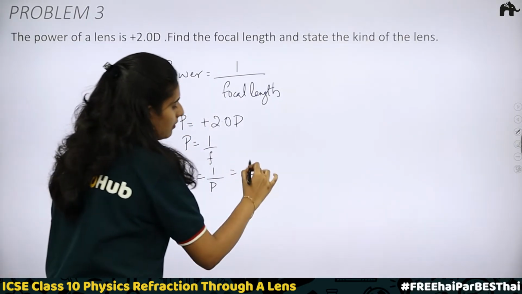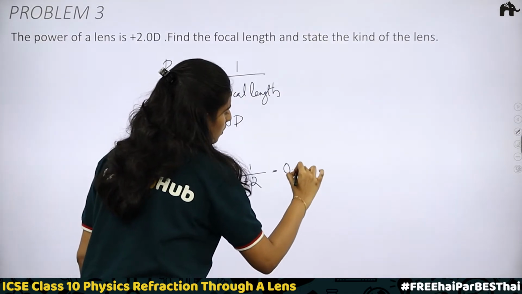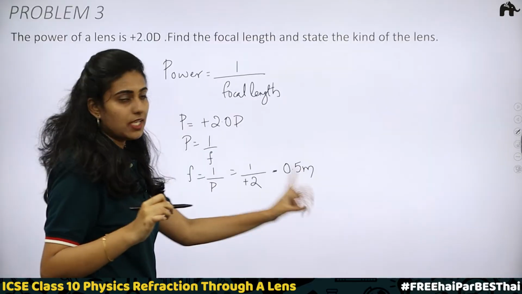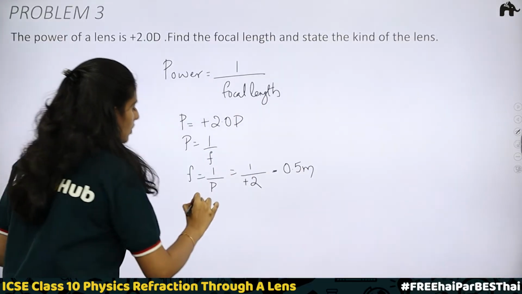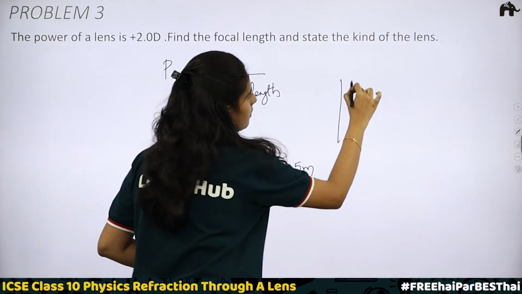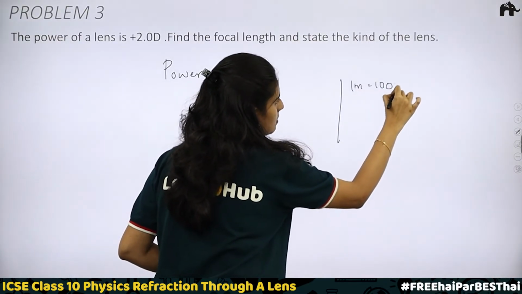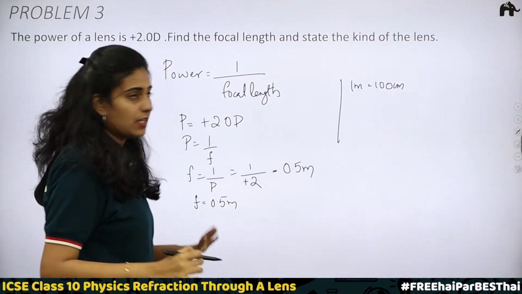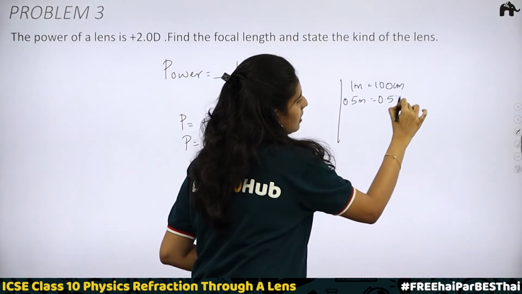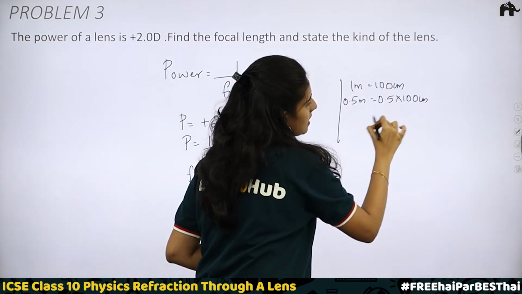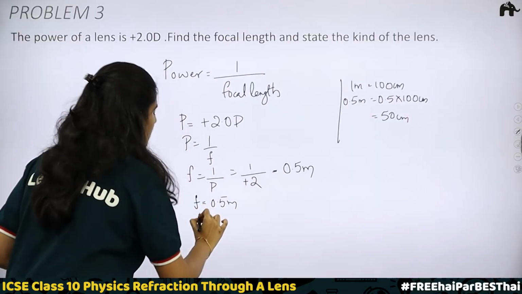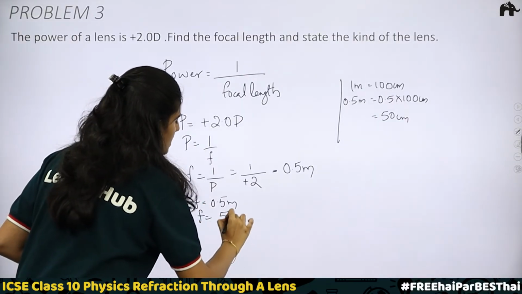What do we get? 1 by 2 is equal to 0.5, 0.5 meters. Remember, the unit will be meter. Focal length will be 0.5 meter. Now we have 1 meter is equal to 100 centimeter. Then what is 0.5 meter? 0.5 meter will be 0.5 into 100 centimeter, which is 50 centimeters. We have determined the focal length. Focal length is 50 centimeter.